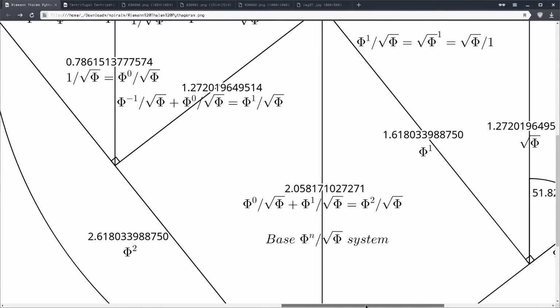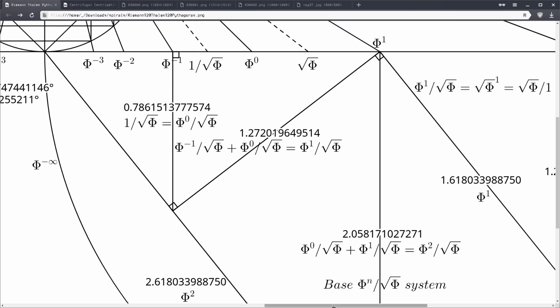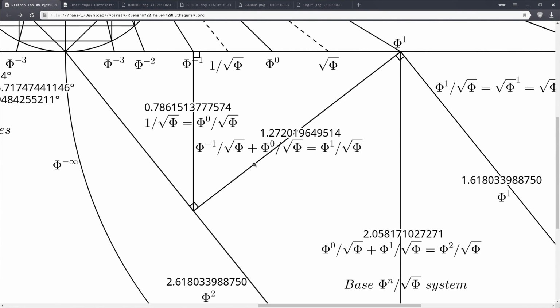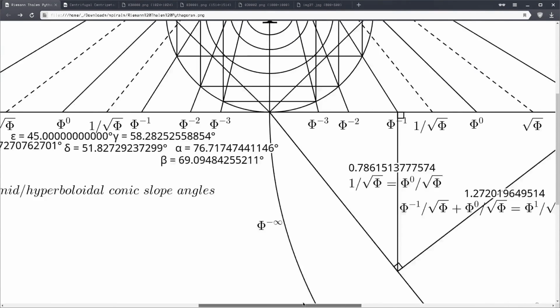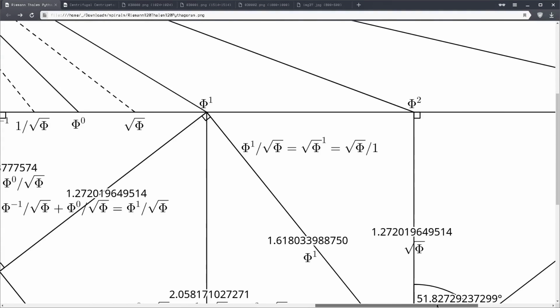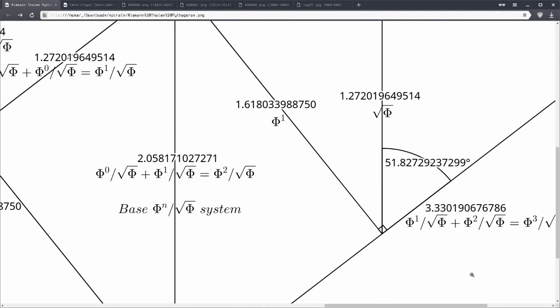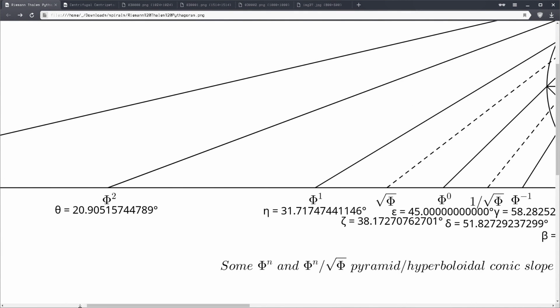So if you want to figure out the upper or lower values of the square root of phi system, you just divide phi to the power of n by the square root of phi, and you'll get your number. So I didn't put all the values for the higher values, so I didn't put this or this on the number line, but I can, but I'm not going to do it because I made this image a long time ago.